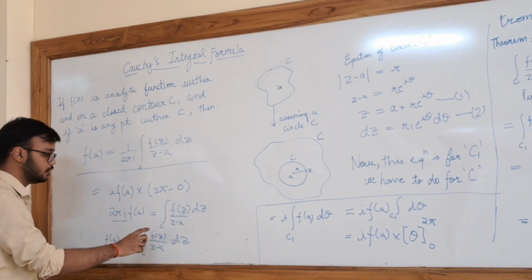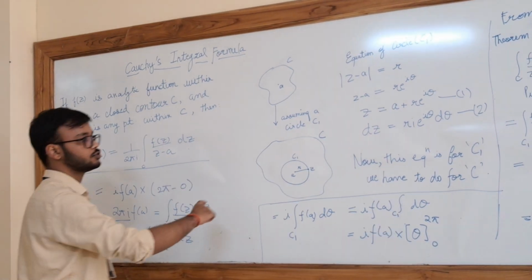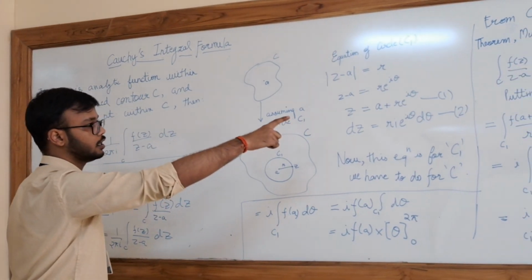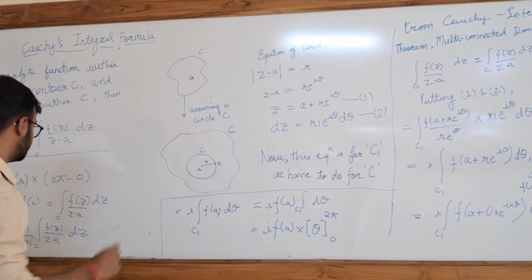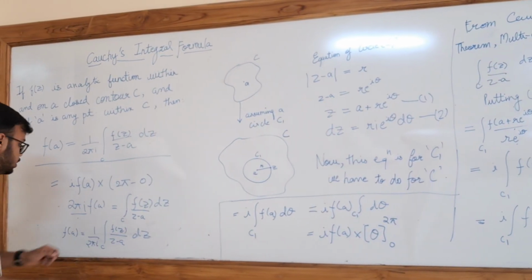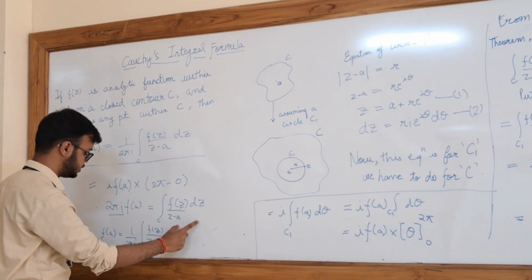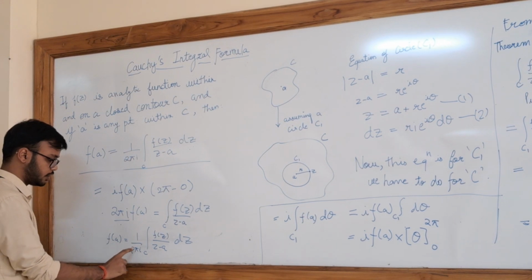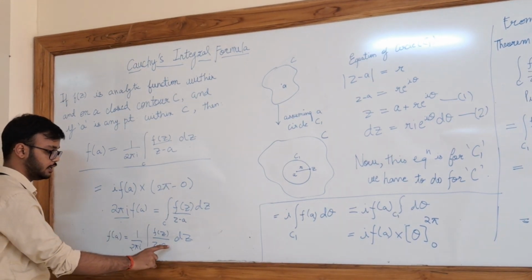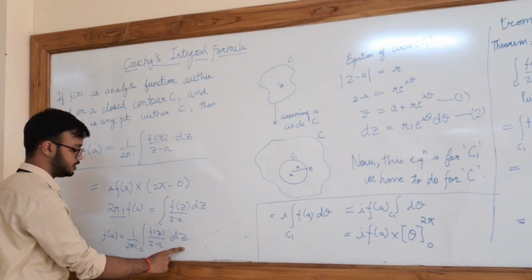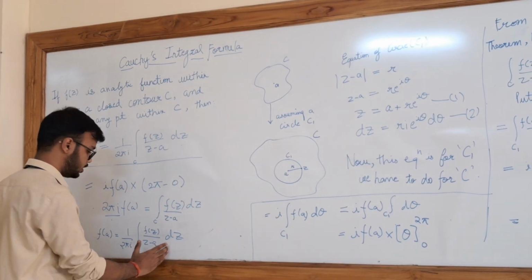Now this part is equal to the integral of f of z upon z minus a on C. Both of them are equal. So we take the constant part 2 pi i to the right hand side, which gives f of a equals 1 upon 2 pi i, integration on C of f of z upon z minus a, dz. So therefore we have proved it.